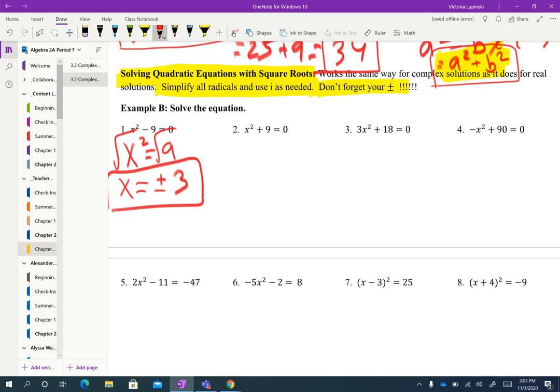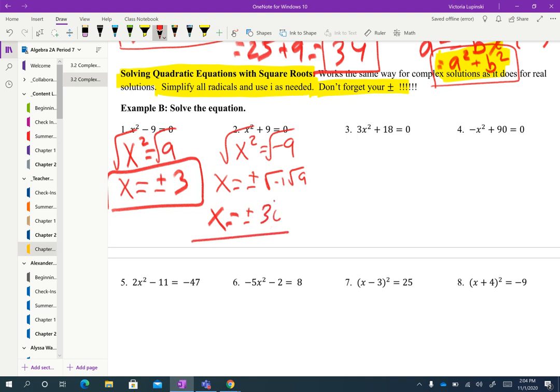Compare that to number 2. In number 2, you're going to start the same way by subtracting 9 to the right. You still want to get rid of the squared by taking the square root. You're still going to get x. You're still going to need a plus or minus. But now when you go to simplify the square root of negative 9, you're going to think of it as the square root of negative 1 times the square root of 9. The square root of 9, still 3. The square root of negative 1, remember that's the definition of the imaginary unit, which means your answer is plus or minus 3i.